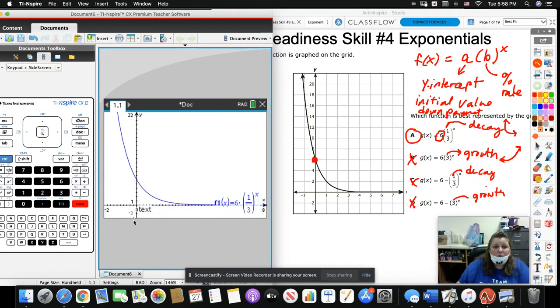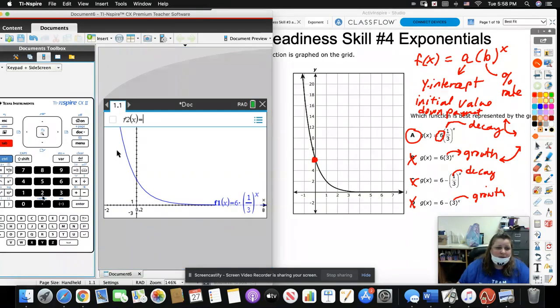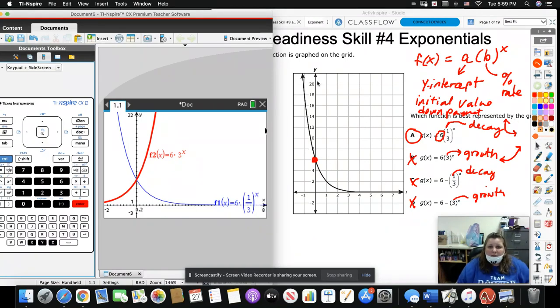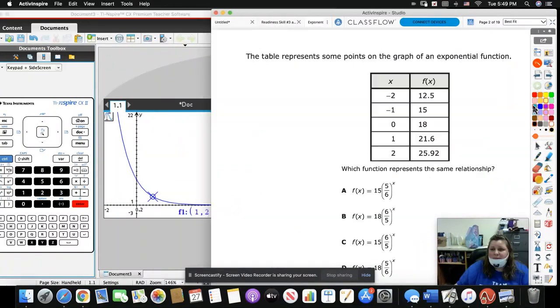All right, so here's the graph and I can see that it matches. If I type the next one in there, 6, open parenthesis, 3, caret x, I'll see that doesn't match. That's the growth model. So easily enough, which one's represented by the graph, you type it in. But you need to change that window to match.